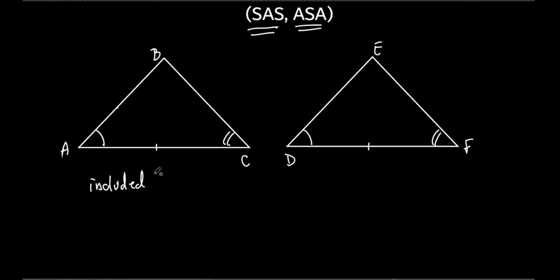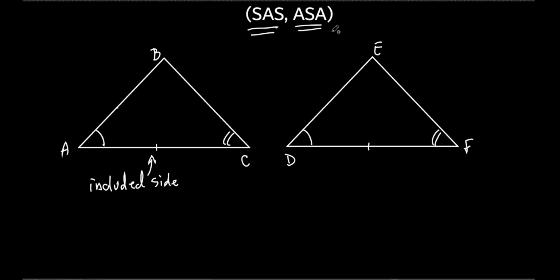This would be the what? Included side. So this time the side is in between two things. The side is in between the two angles. Everybody got it? So this is the included side because it's between the two angles. So this is angle, side, angle. And over here on the other triangle, you got an equal angle to this one, an equal side to this one, and an equal angle to this one right here. So that's angle, side, angle.